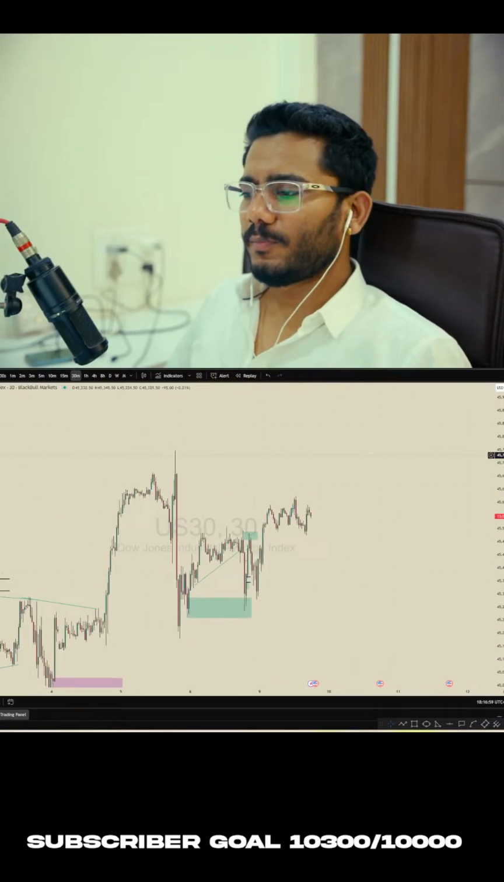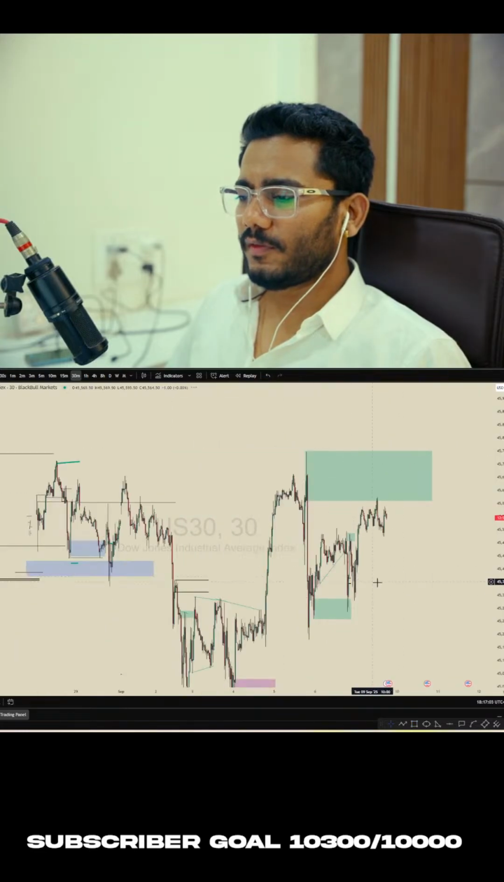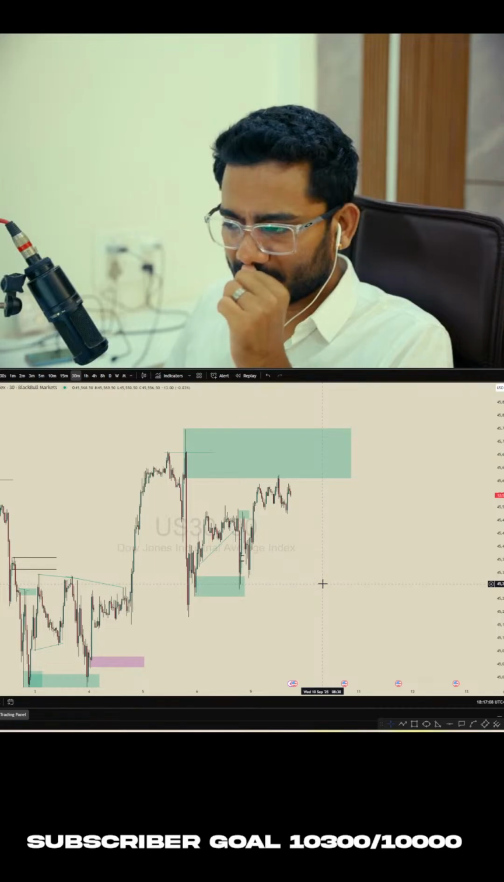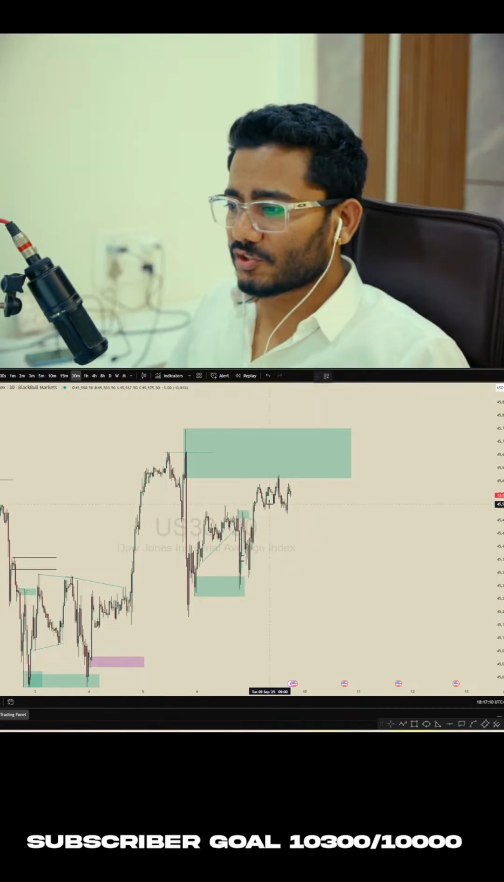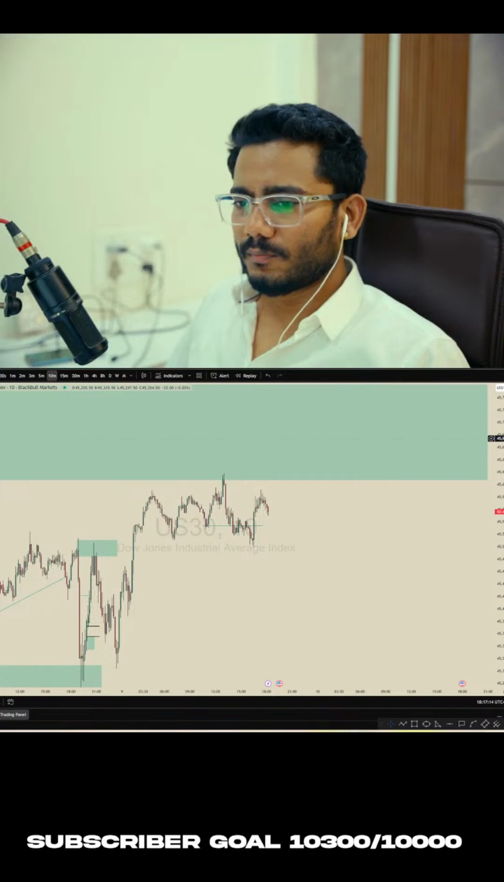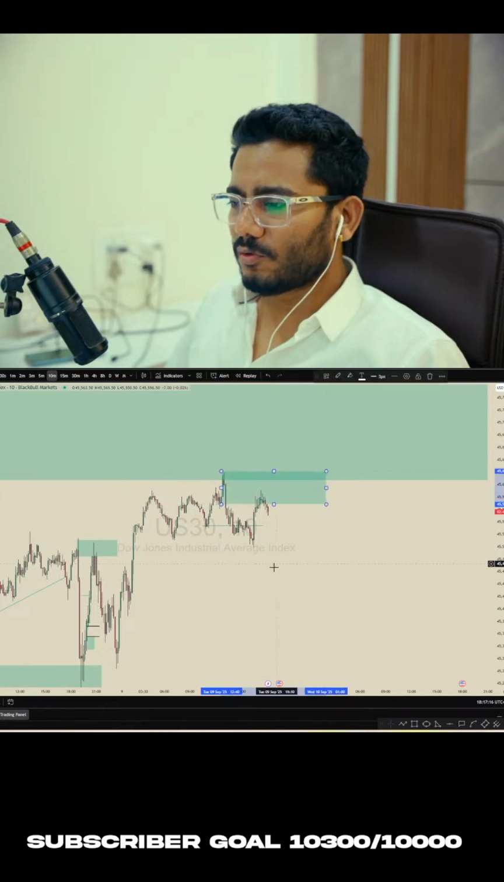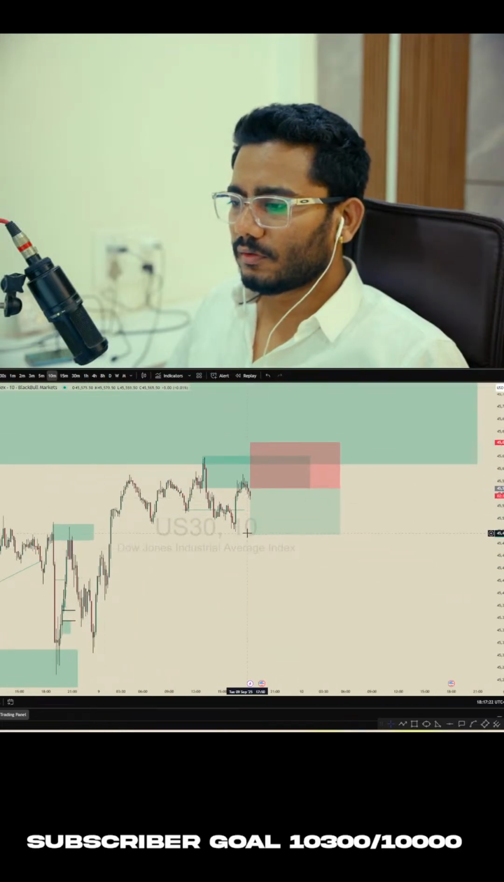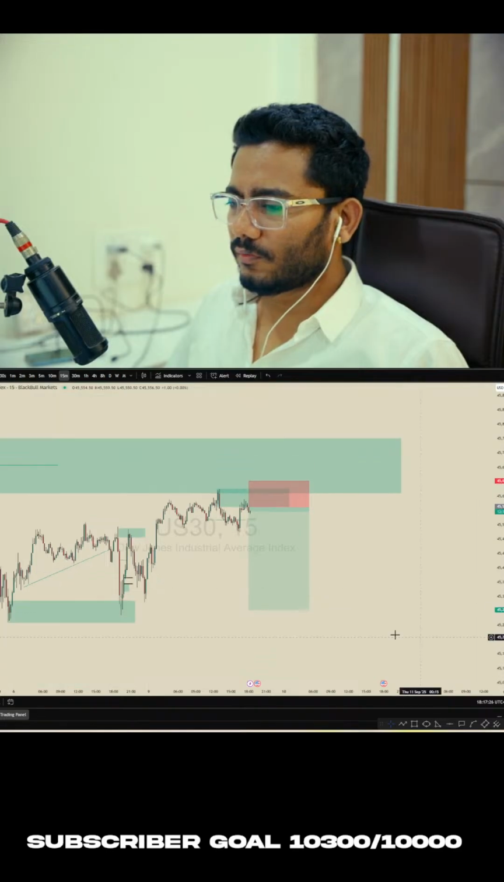So in US30, price has tapped this order block. This high took out the liquidity. There is a structure break to the downside here. Price has tapped this order block, so we should get a downside reaction. Let's see if we have any order block or something. We will look for a sell side trade here also.